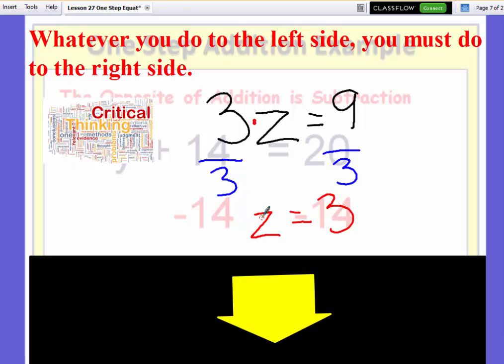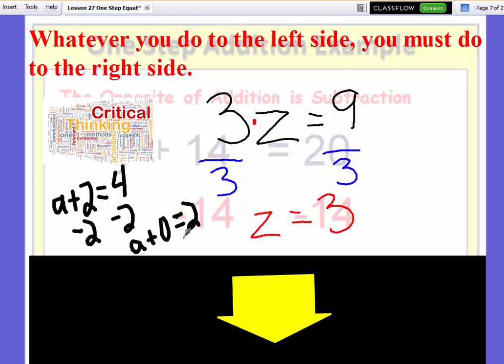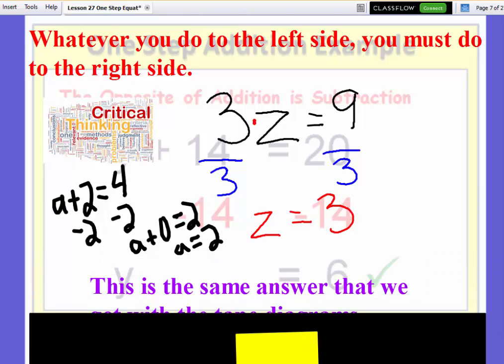So what I'm left with is z equals 9 divided by 3, or 9/3, and that's 3. For those of you who are curious why we do that, remember yesterday when I would have a problem like a plus 2 equals 4, and I would do the inverse. I subtract 2 because I'm trying to isolate that variable. I'm trying to get it by itself. So I'm actually left with a plus 0 equals 2, and then I can get rid of that 0 to get a equals 2. I'm also trying to do the same thing with my division and multiplication. I'm trying to isolate that variable.